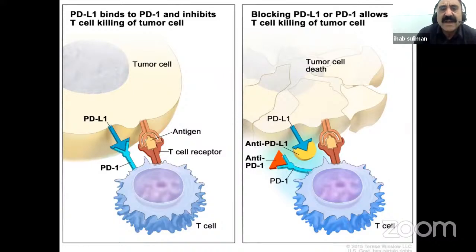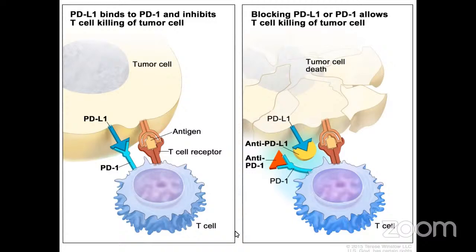So these are the immune checkpoint protein inhibitors. They block certain types of receptors on the immune system and on the tumor to attack the tumor cells.